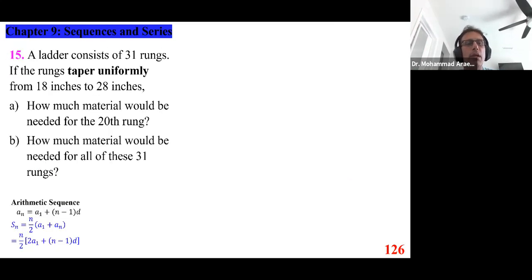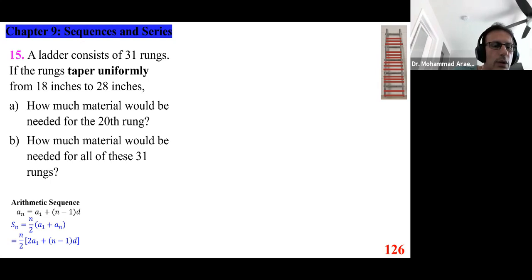Here's another interesting application. A ladder consists of 31 rungs. If they taper uniformly from 18 to 28 inches, how much material would be needed for the 20th one and how much material would be needed for all of them? The idea is that it is an arithmetic sequence. Of course this picture doesn't have 31, but the idea is that this is the largest one, this is the smallest one, and uniformly they are getting larger and larger. Whatever this one is, we add a little bit to get to the second one, and we add the same amount to get to the next one, and so forth. So it is an arithmetic sequence.